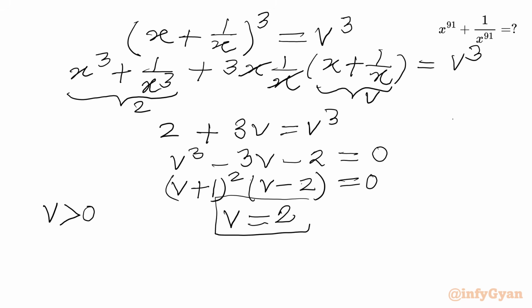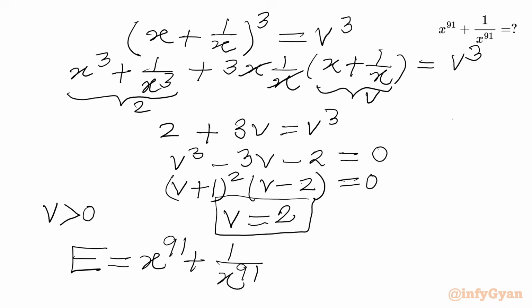And v was our required expression. So we will write the required expression E equal to x power 91 plus 1 over x power 91 equal to x plus 1 over x equal to v equal to 2. So our answer is: the required expression is 2.